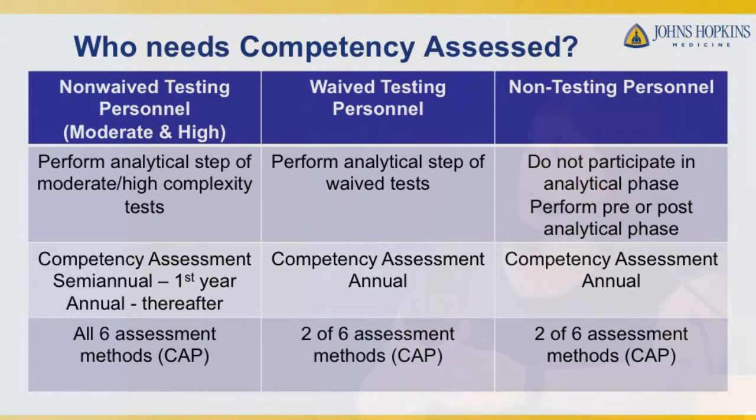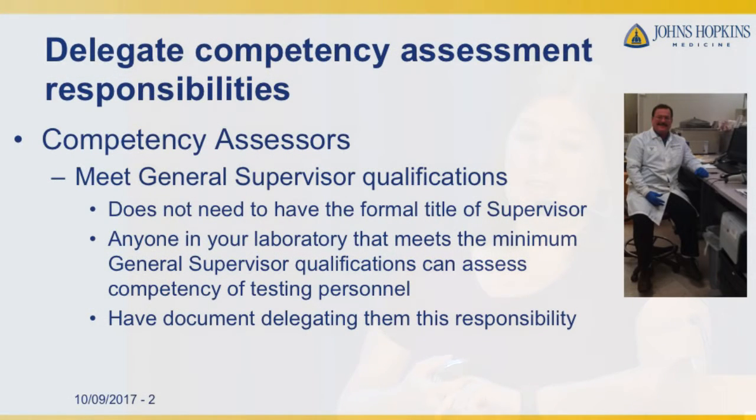For the waived testing personnel, if you work at a donor center, this might be somebody who does some donor screening or something like that, might spin hematocrits, something more simple like those types of things. So once again, you don't have to do all 6 assessment methods. That might be helpful to make things a little less cumbersome and to divide up your staff accordingly.